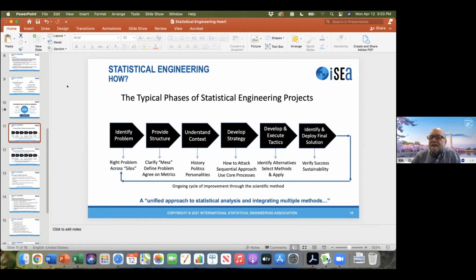The phases of statistical engineering projects are, first of all, to identify the problem and really identify the right problem, not just the symptoms, but underlying root causes and across silos within the organization so that we understand the full extent of the problem. And then a lot of these large, complex, unstructured problems come to us basically as a mess, where there's a lot of issues, a lot of complaining, a lot of people unhappy with the way things are. And before you can solve a problem, of course, you have to define it. You have to provide some structure to it.